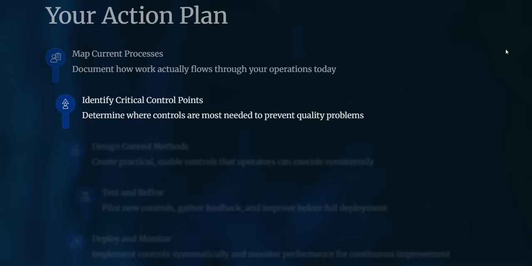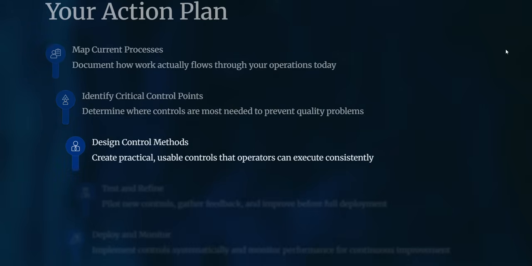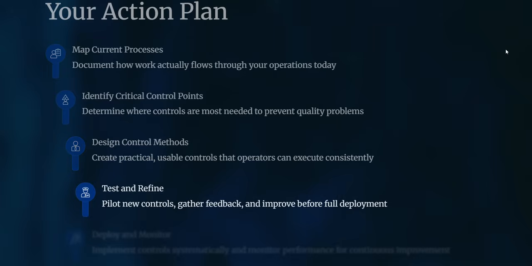Then identify critical control points, and here you will determine where controls are most needed to prevent quality problems. Then you can move to design control methods, and you will create practical, usable controls that operators can execute consistently and confidently. Then you move to the next stage, which is to test and refine before the rollout. Here, you will pilot the new control, gather the feedback, and then improve before the full deployment.